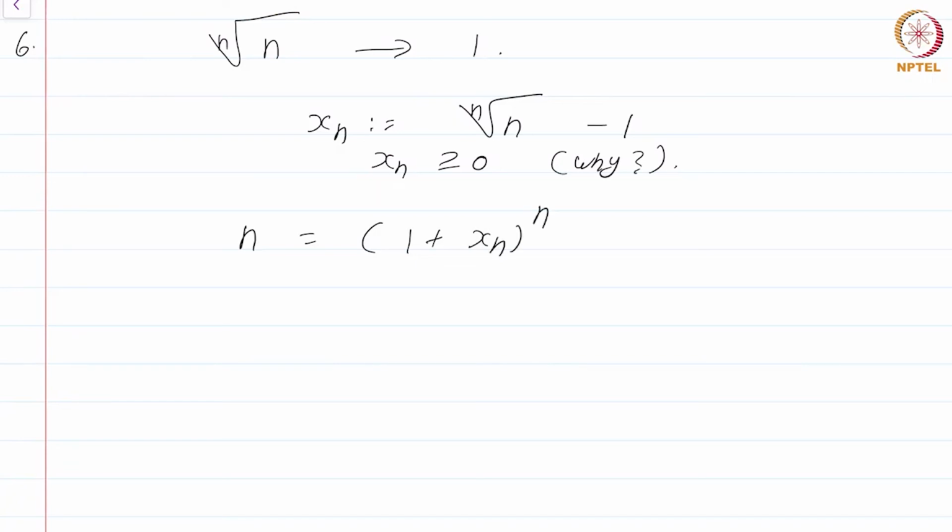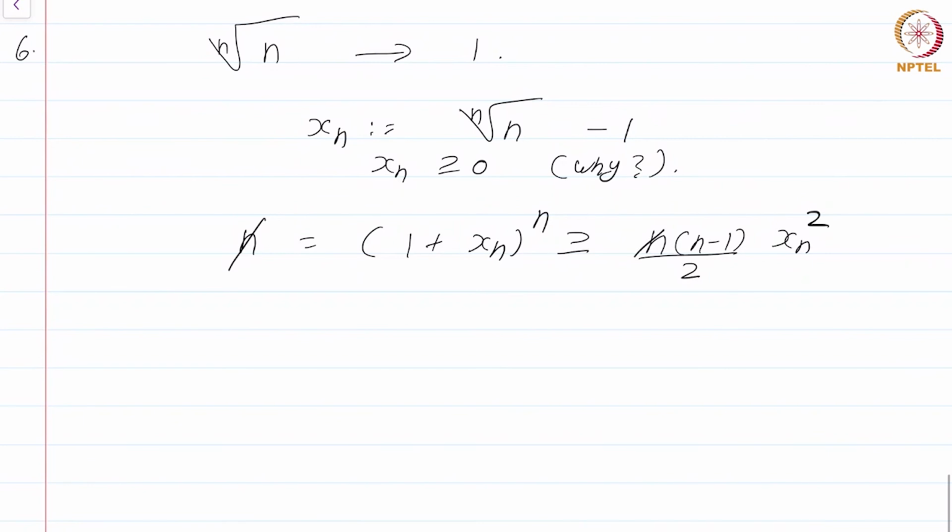Okay. Now n will again be equal to 1 plus xn, the whole power n. And now we expand this by binomial theorem. We will have many terms. I am interested in only one of them. This will be greater than or equal to n into n minus 1 by 2 times xn square. Right? Now, since n is greater than or equal to this, we can cancel off the n, we'll get n minus 1 by 2 xn squared is less than or equal to 1.